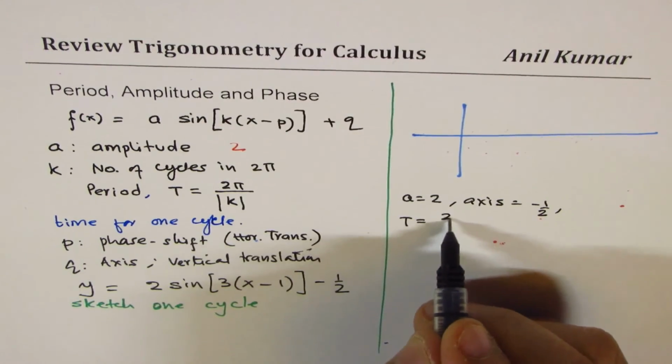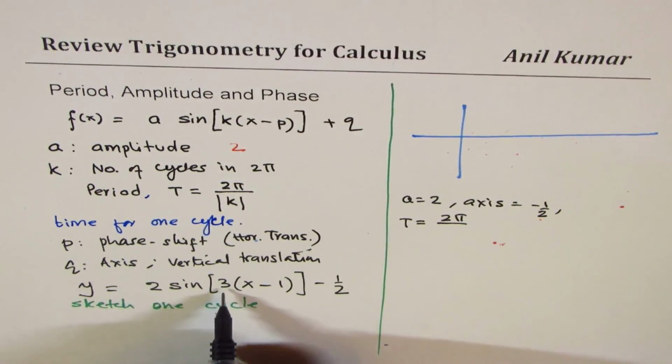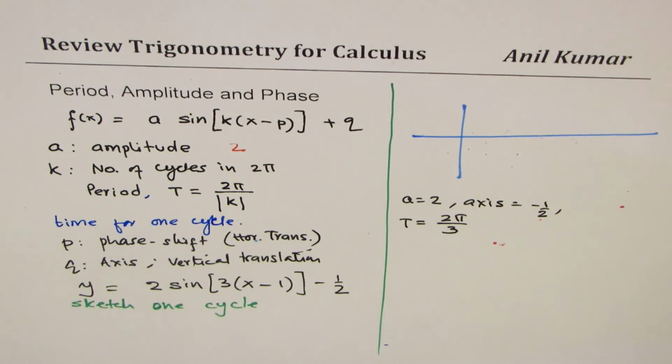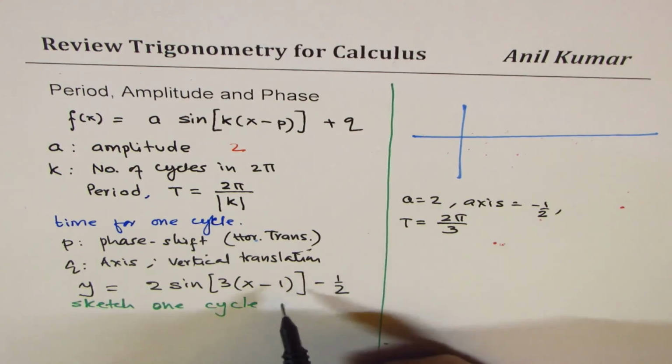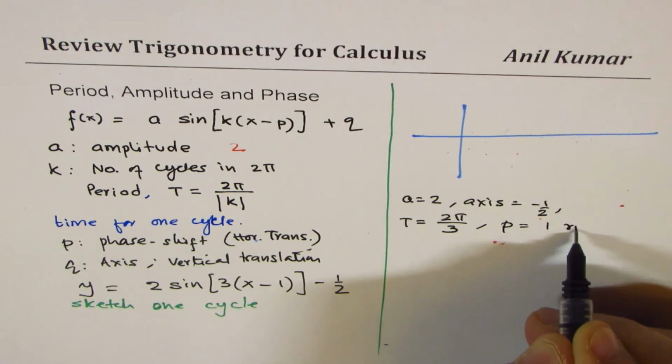Time period is 2 pi. We are going to do everything in radians now. 2 pi by the k value of 3. So 2 pi by 3 is my time period. Is it okay? Now 2 pi by 3 is time period. And phase shift p is 1 unit right.